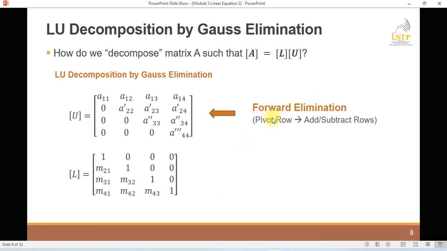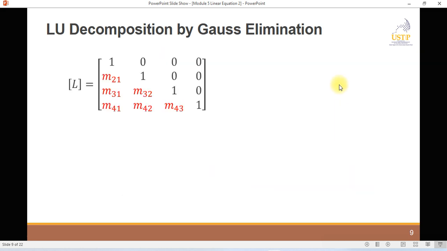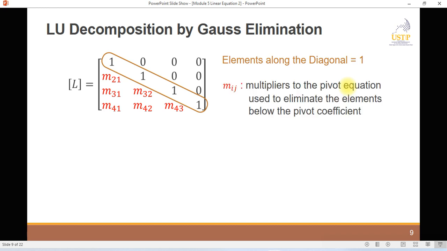And what we will do is forward elimination using the pivot row and then adding and subtracting rows. And then we can write the value of L explicitly while we're solving for the U matrix. I will show you later on in the example. This method is also referred to as the Doolittle decomposition. The elements in the diagonal of L must all be equal to 1. Mij are the multipliers to the pivot equation used to eliminate the elements below the pivot coefficient.